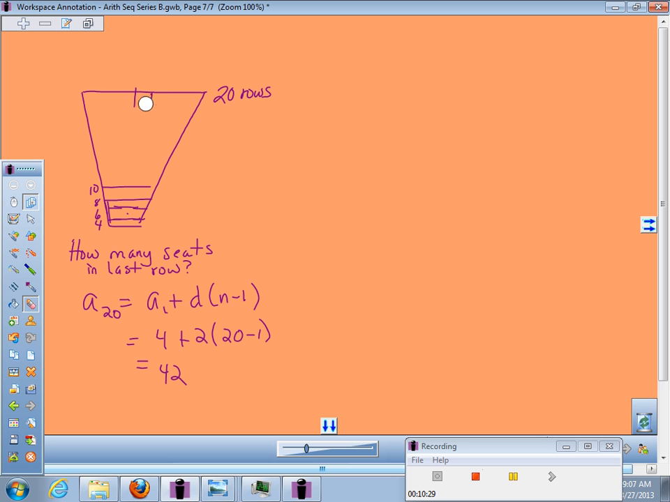Okay, my next question to you is, the ticket office needs to know actually how many total seats that is in that section. How many people can they sit in that section? So how do I find out how many total seats are in this section? That's the series because I need to sum them up.